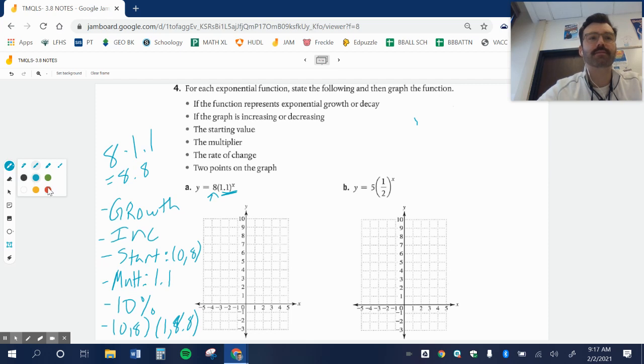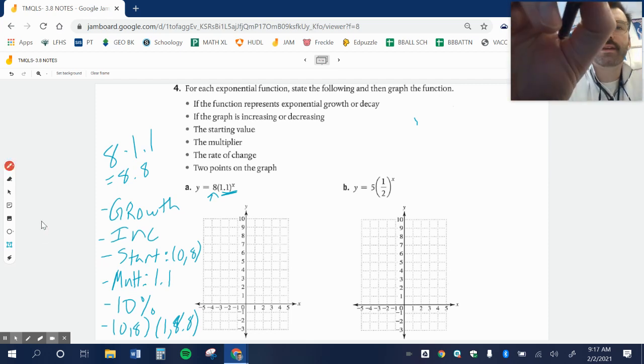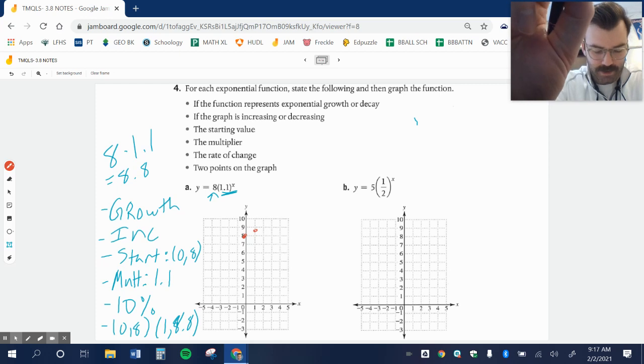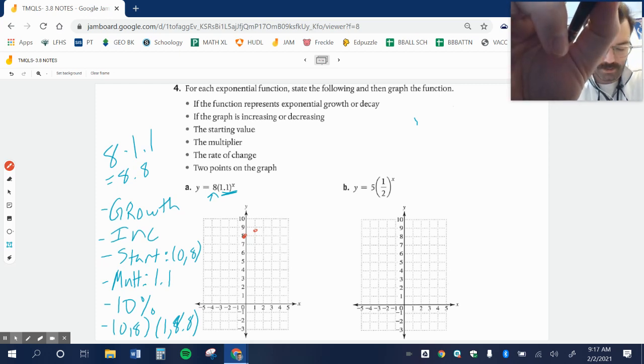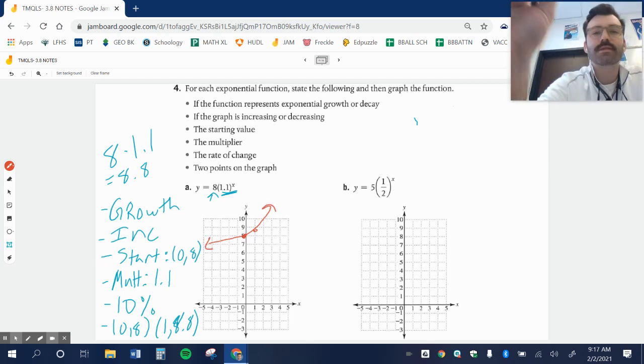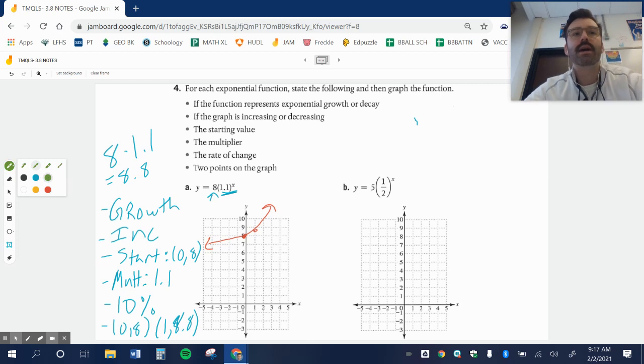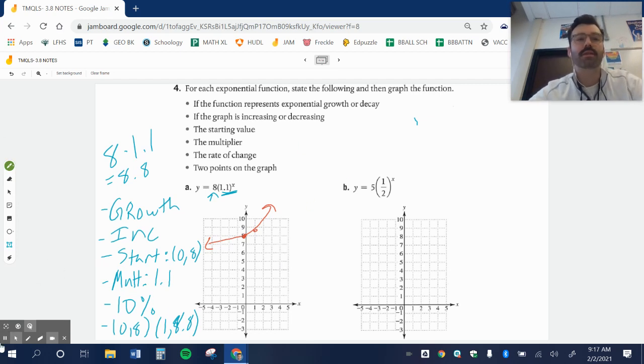So now comes the time to graph it. (0, 8) is a point, and (1, 8.8), which is about right here. And this graph can be hard to draw. It's going to look something like this, as long as you have it going through those two. Why don't you try the next one? You try part B, and then I'll talk through it afterwards. So pause the video and try part B.